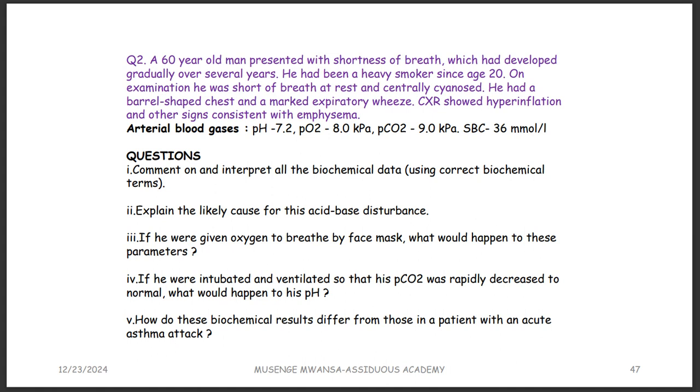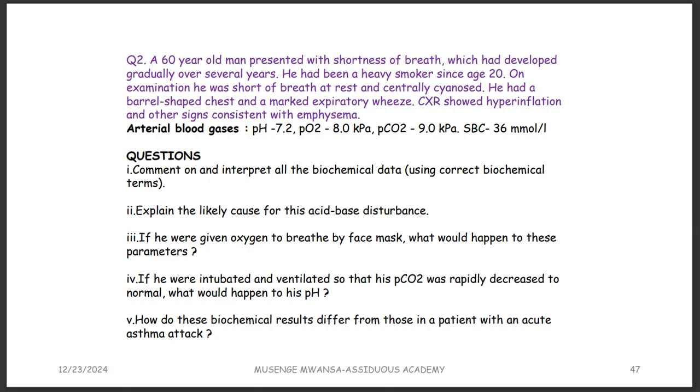Now remember, if you have high bicarbonate, it means alkalosis, but we've said this is acidosis. So SBC is not the one directing us. It's actually carbon dioxide. Therefore, this is respiratory acidosis. Because the SBC is high, it means that there's actually compensation. When you look at the partial pressure of oxygen, it's 8. That's actually low, and so that's hypoxia. So interpreting the biochemical data, there is respiratory acidosis with partial metabolic compensation and hypoxia.